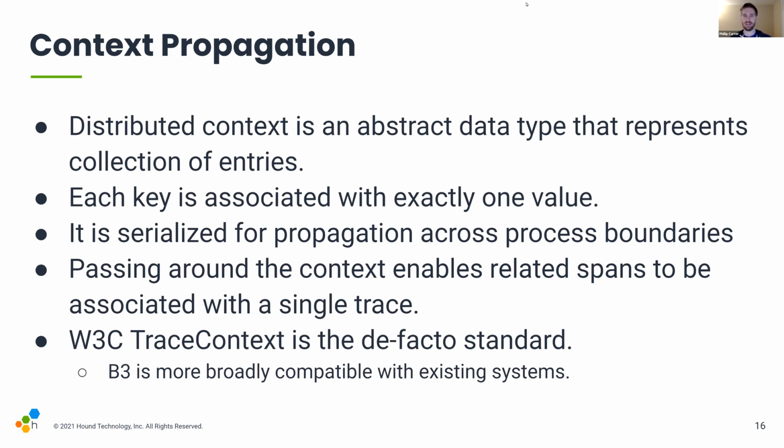It's an abstract data type that is really just a bunch of key value pairs. But critically, this is the object that's serialized across process boundaries. So if you want to hop from service to service, for example, and carry information from that service to the other one so that you can then correlate what happens between the two, this is the object that carries that information.